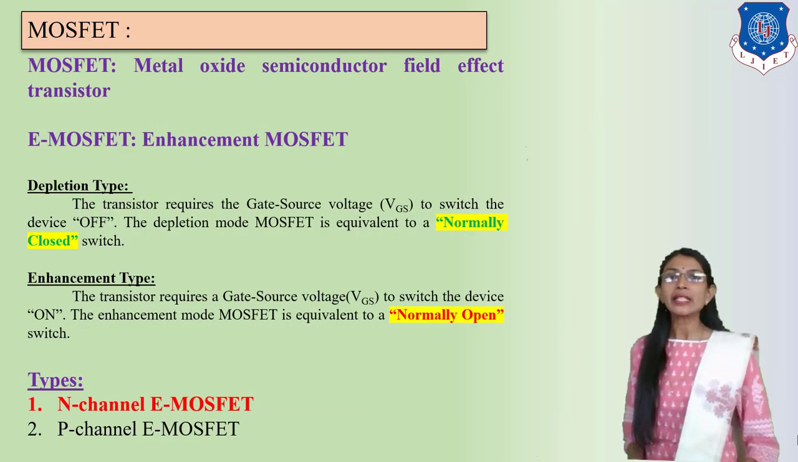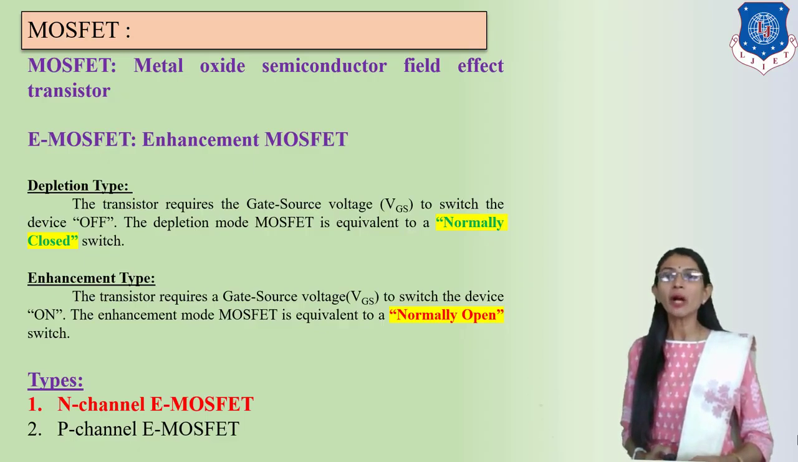The metal oxide semiconductor field effect transistor, that is known as MOSFET. The E-MOSFET, that is enhancement MOSFET. Actually we have studied about the depletion type and today we will study about the enhancement type. What is the meaning of depletion type? The transistor requires the gate source voltage VGS to switch the device off. That means the depletion mode MOSFET is equivalent to a normally closed switch.